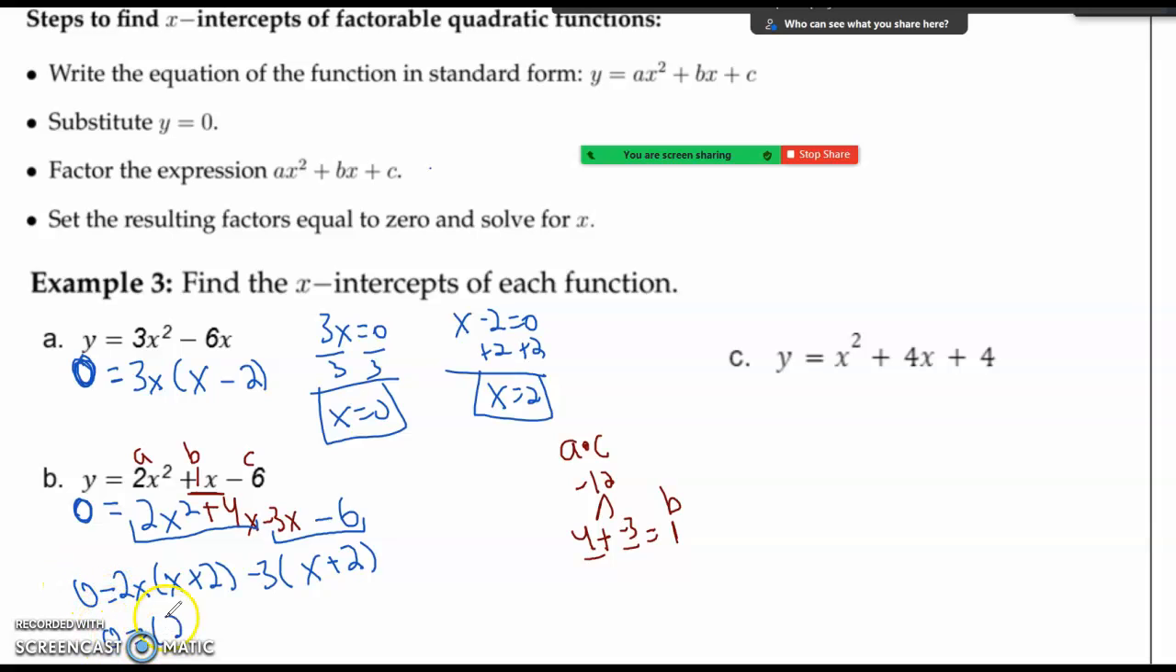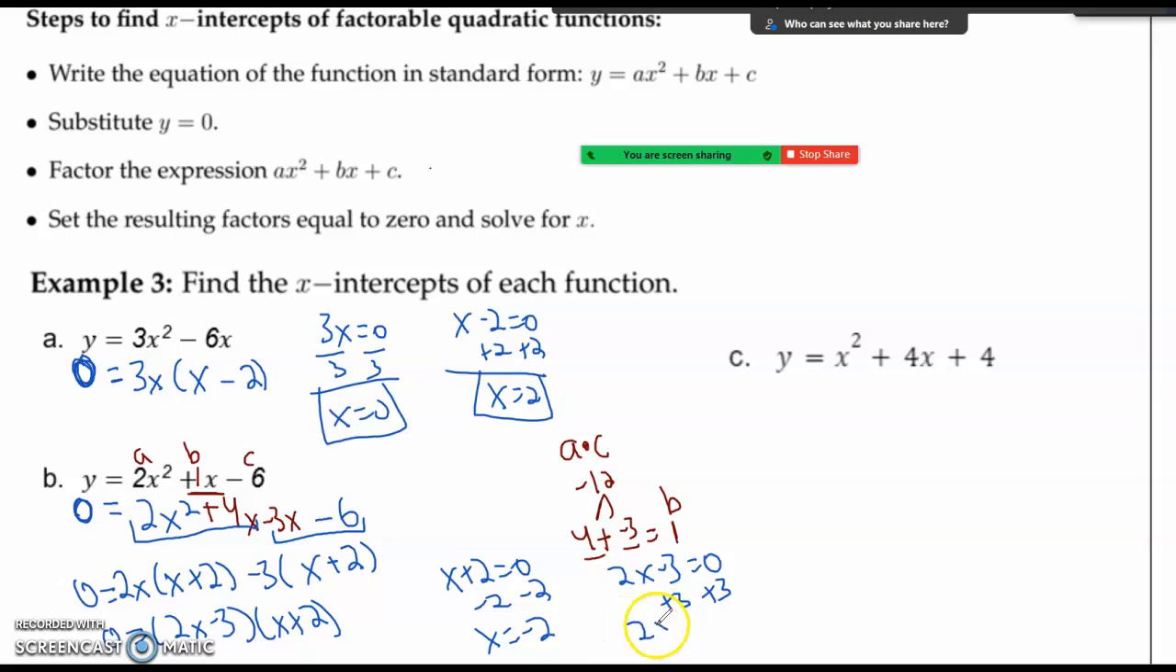So now I have factored this, and I can set each factor equal to 0. So here, I would have an x-intercept at x equals 2/3 and x equals negative 2.